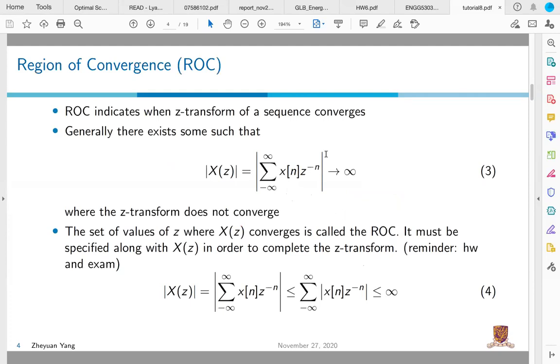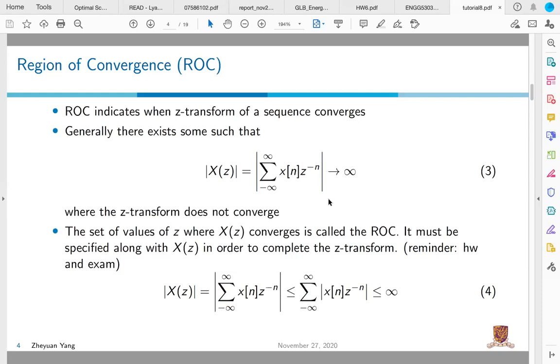One important thing in the z transform is also the region of convergence, the ROC, as we see in the Laplace transform. It indicates when the z transform of a sequence will converge. Generally, like the example before, there exists some signal such that the z transform goes to infinity, which means that it does not converge. So we denote the set of values of z when X(z) converges, we call it the region of convergence. And the region of convergence must be specified along with the X(z) in order to complete the z transform.